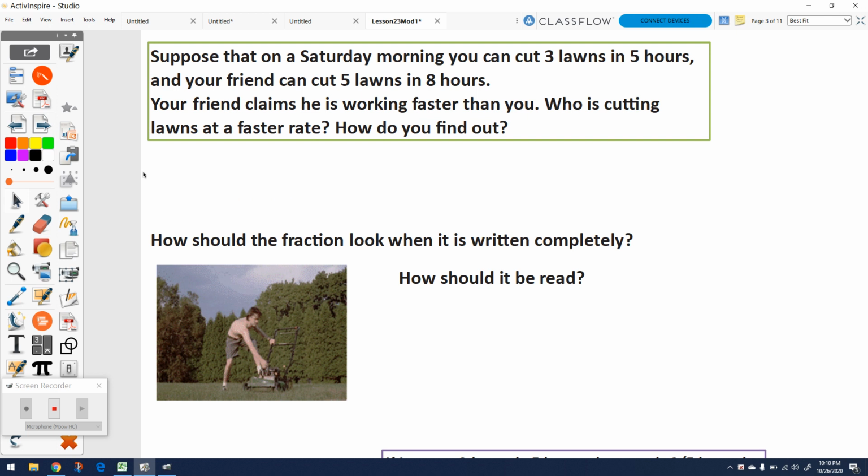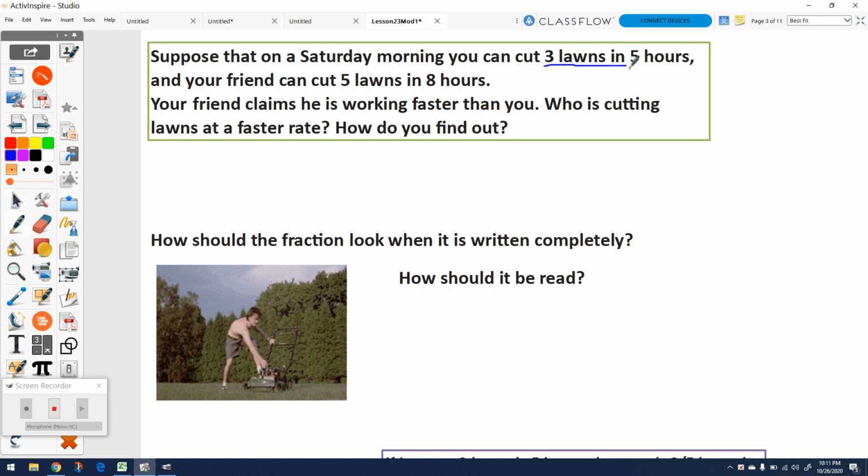Looking at the first problem, it is on page 249, and it says, suppose that on a Saturday morning you can cut 3 lawns in 5 hours, and your friend can cut 5 lawns in 8 hours. Your friend claims he is faster working than you. Who is cutting lawns at a faster rate, and how do you know? So not only do we have to answer the question, find out who it is, but we have to tell how we know.